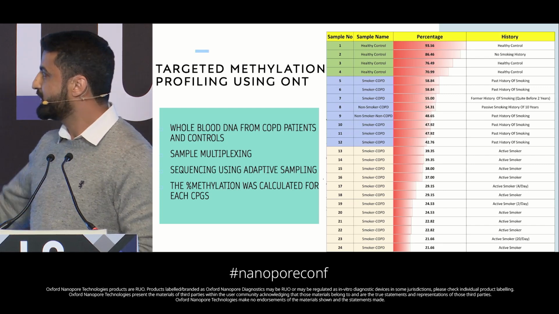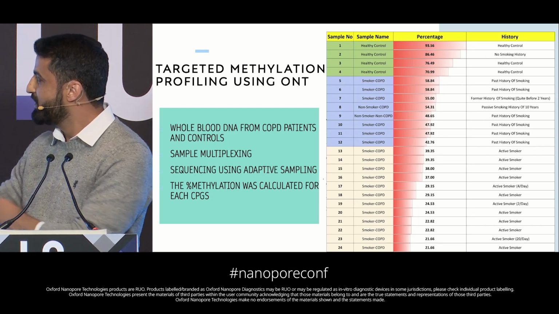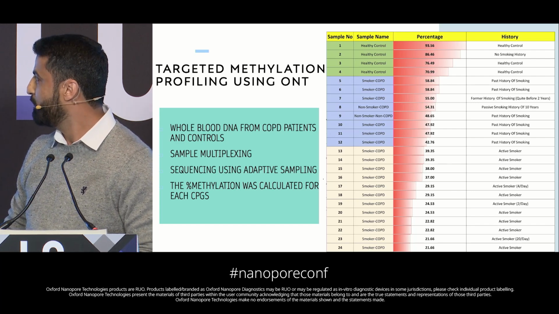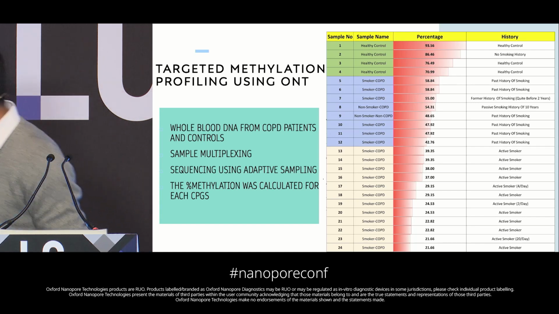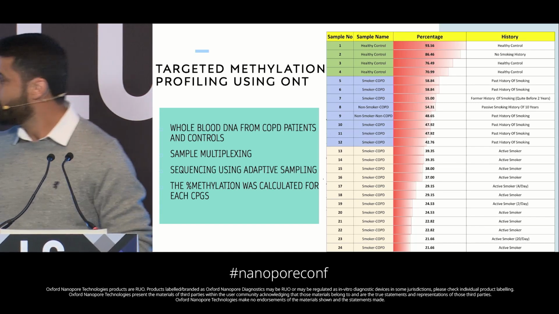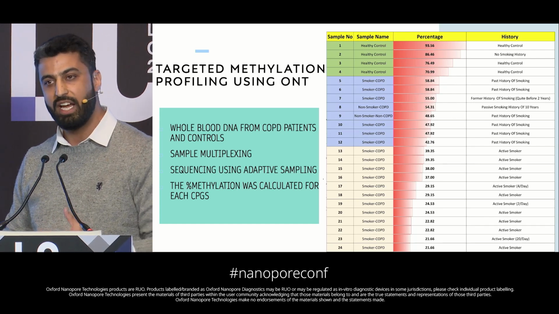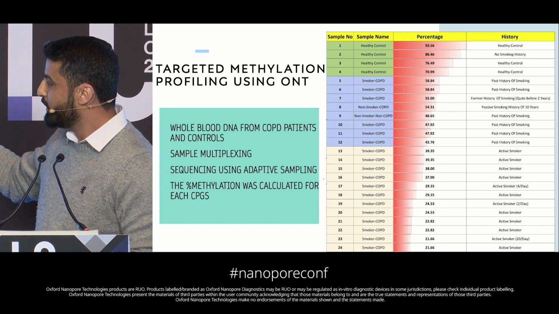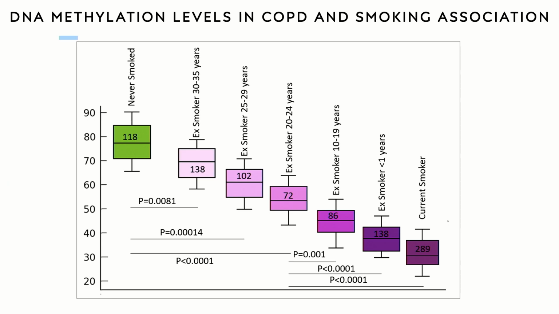Moving to this slide is very interesting. You can see the top 4 patients. The methylation level from ONT is 70%. They were healthy controls, no COPD. But below this point, these are active smokers, from 13 to 24. Those are active smokers, and they are known to have COPD. But when people stop smoking, you can see their methylation level goes up.